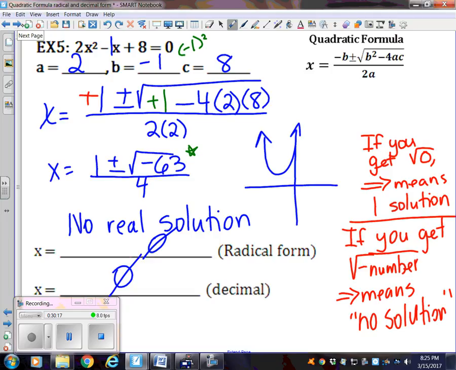And then the final example, you see what it means if you get a negative number under the square root. That's a big no way, Jose. You cannot take the square root of a negative. So it gives you no answer. That means that particular problem does not cross the x-axis.